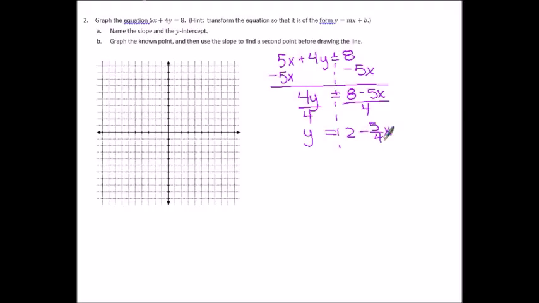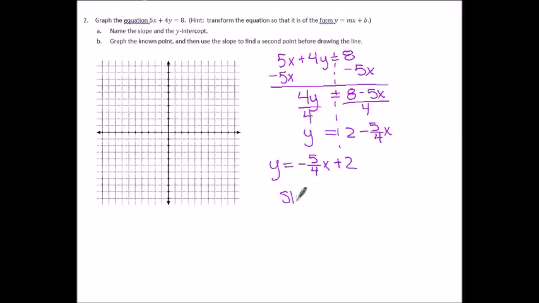So now, this doesn't look like slope-intercept form. You might not realize it because it's mx plus b. So if we need to, let's rearrange it so it's in that form. Y equals negative 5/4 x plus 2. So now we have y equals mx plus b. So now we can name the slope and our y-intercept.